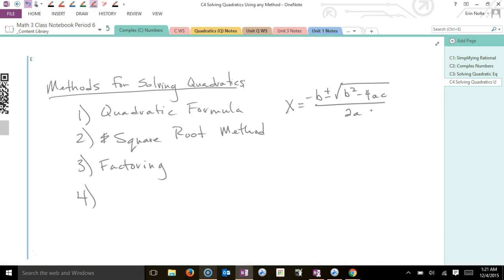Okay, so anybody want to take a stab at the 4th method? Starts with a G. Yeah. Good guess. Graphing. Okay, we did graphing like one day. We didn't spend a ton of time on it because it's not my favorite method and it's not usually extremely efficient, in my opinion.